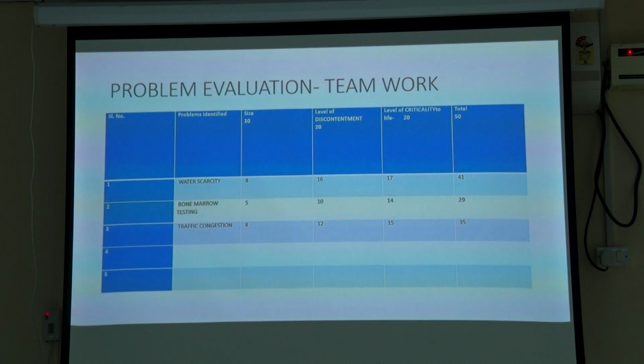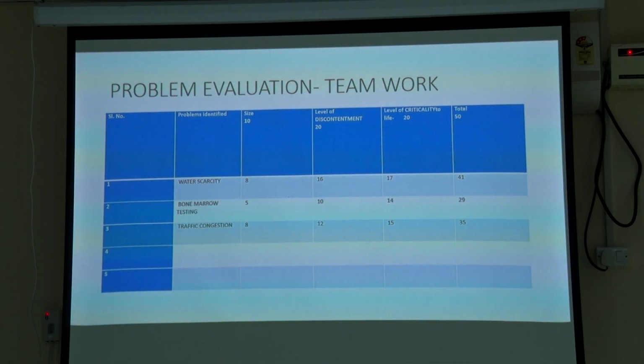Let's say team member number 3 has identified a problem of traffic congestion. The size is very high because it impacts all the roads, so 8. The level of discontentment is not high because you always have many routes to take and avoid traffic congestion, so I've given an average of 12. The criticality is not very high, though it causes a lot of pollution and affects your health. I would put an average of 5. I'm not giving it severe criticality because it's not a question of life and death, but it is critical that you reach on time sometimes. So traffic congestion is about 15.